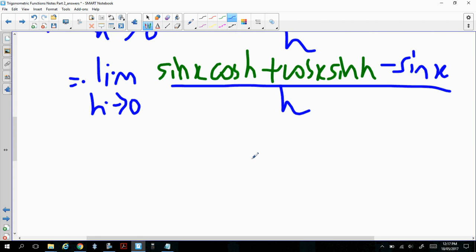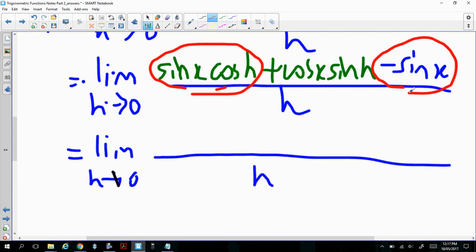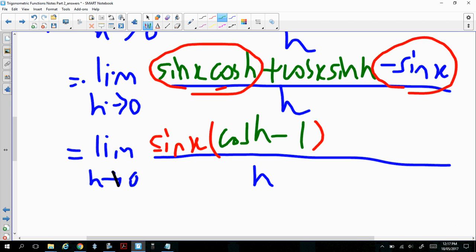Once we do that, we're going to split into two fractions. How do we split into two? We have to group certain things together. I'm going to group these two together because they both have sine x. So I'll write sine x outside and then write cos h minus 1. I take a common factor out. And then we add cos x sine h like that.